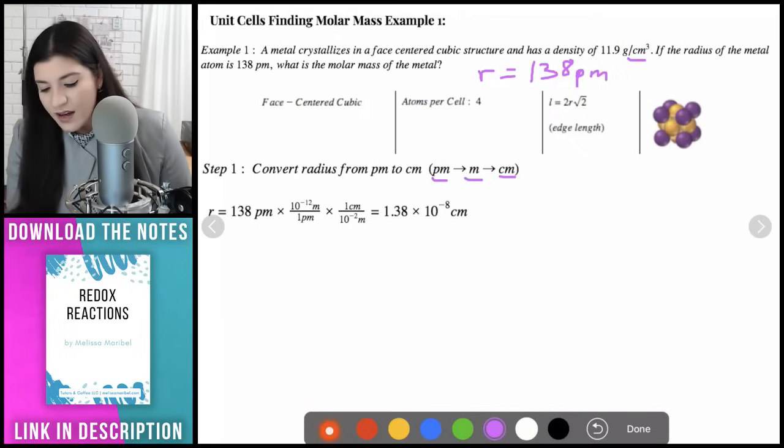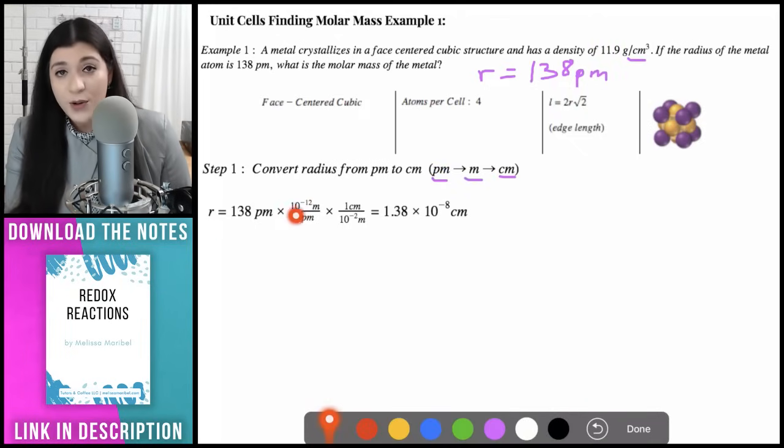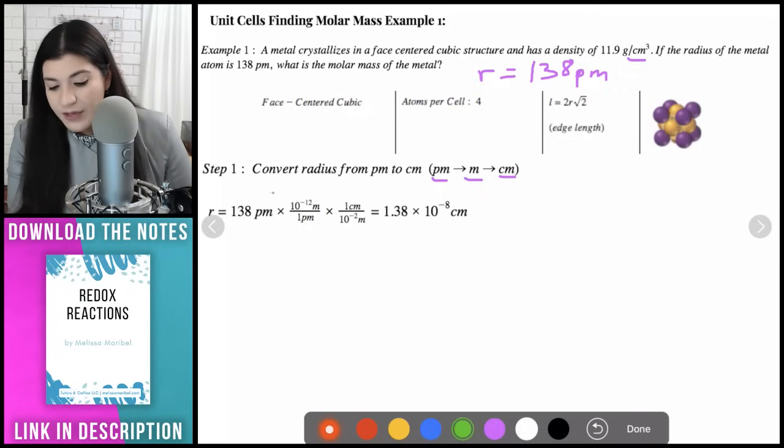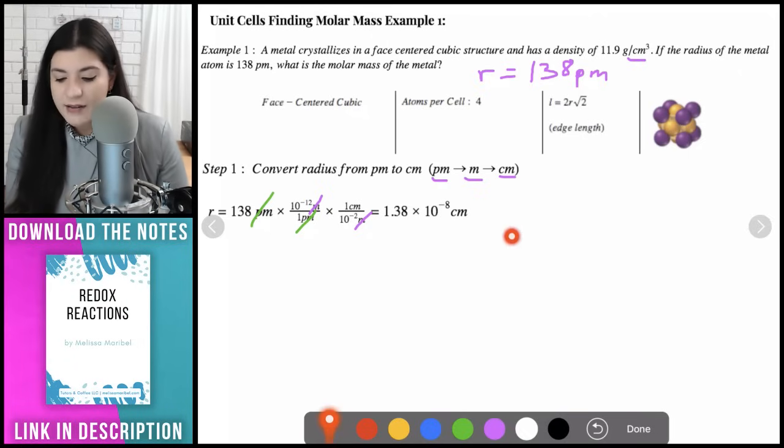And then setting this up, I'm going to start off with my radius. I'm just converting that radius. So 138 picometers, for every 1 picometer there's 10 to the negative 12 meters. That would cancel out. Now we're at meters. And then I know that for every 1 centimeter, there's 10 to the negative second meters. And that would cancel out. And then now this gives me this amount of centimeters.